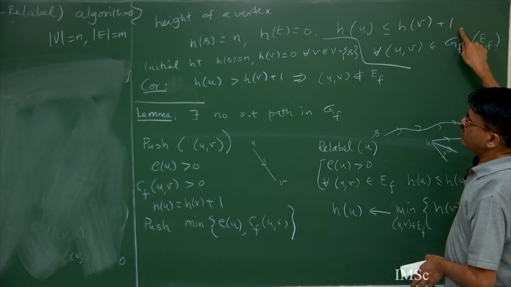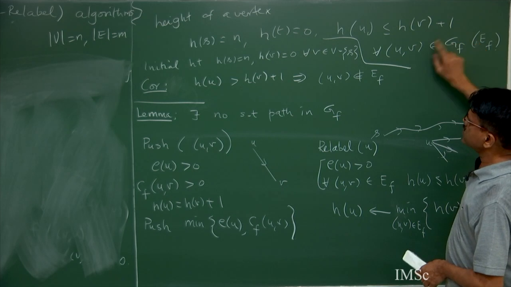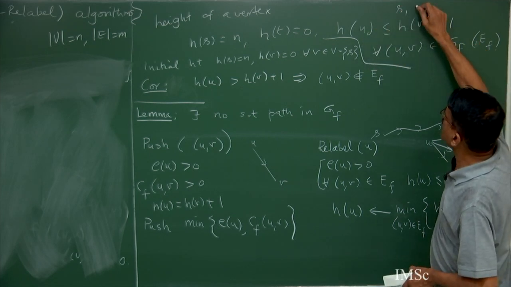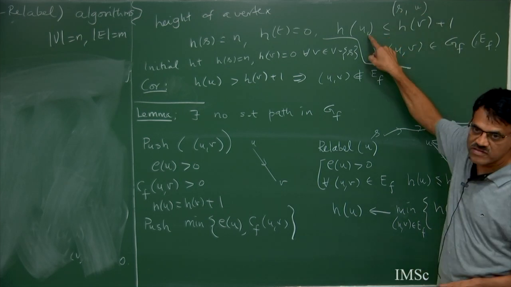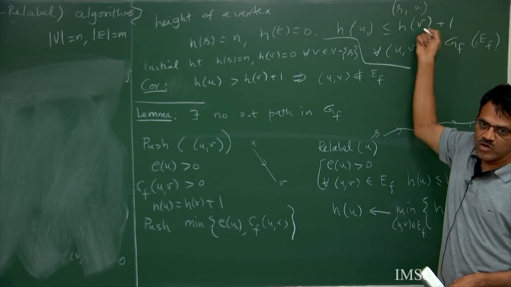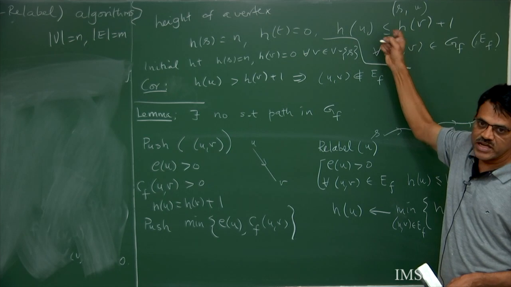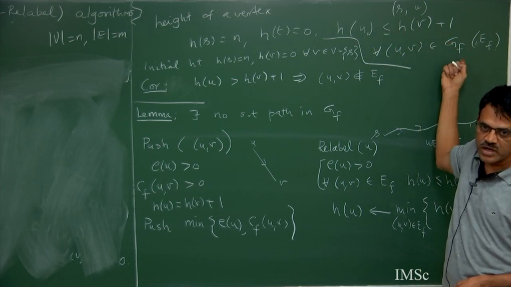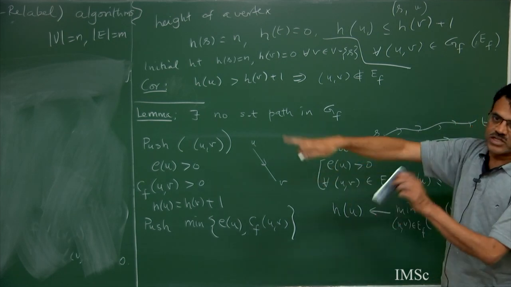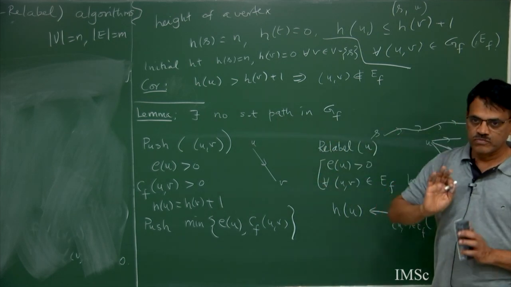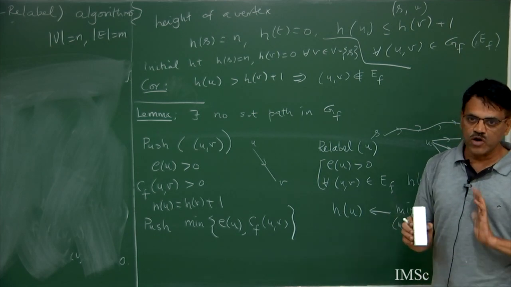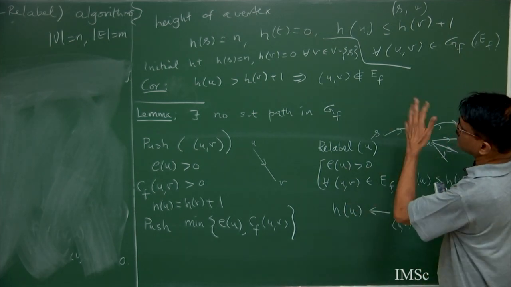So the worry is about edges between s and something else, because height of s is n and the other guys are 0. For such edges I need to worry. Thankfully, such edges are not in my residual network, because I have saturated those edges in my initial preflow. My initial preflow was to saturate all the edges coming out of s. For all other edges it's easy to see.